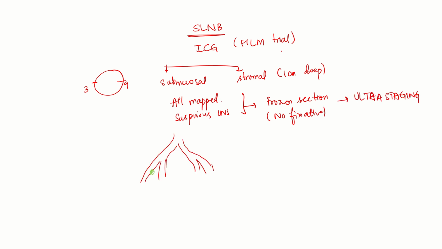If on only one side you identify the sentinel lymph nodes, then you do SLNB on this side and systematic pelvic lymph node dissection on the other side. What is systematic pelvic lymph node dissection? This starts from the common iliac till the circumflex iliac vein. It includes lymph nodes from the common iliac, internal iliac, external iliac, obturator fossa, and the presacral nodes. This is called a systematic pelvic lymph node dissection. Whereas on the side where fluorescence is seen, SLNB alone is enough.